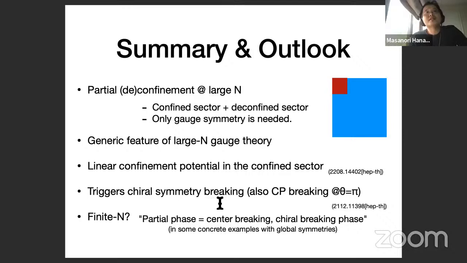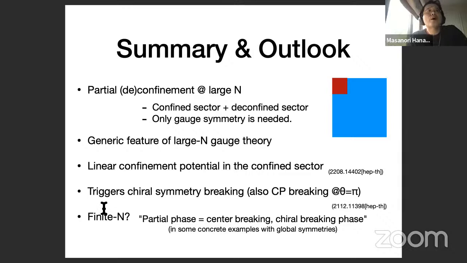And I didn't explain, but when theta angle is pi, CP symmetry can be broken in a confined phase. But then in this case, again, CP symmetry breaking takes place at the Gross-Witten-Wadia point. So the Gross-Witten-Wadia point is literally the onset of the confinement. And how much of the things we observed here can be generalized to finite N? At this point, we don't really know, but I'm very optimistic.